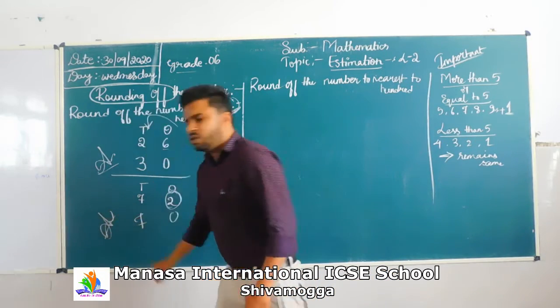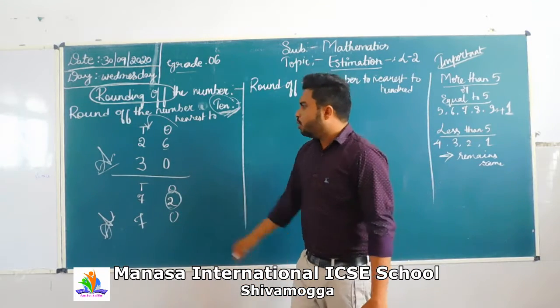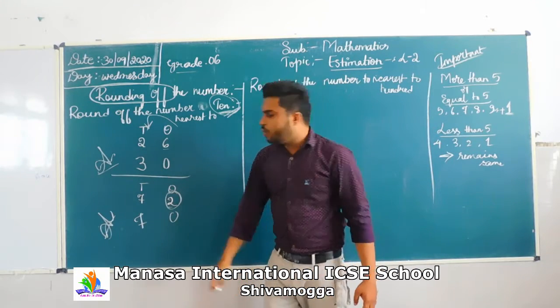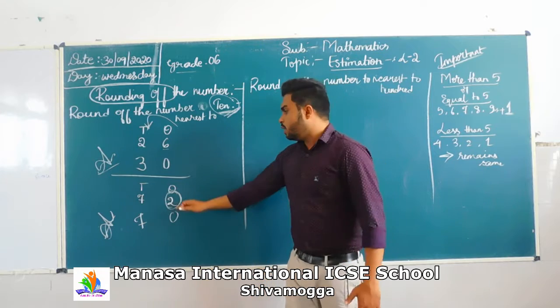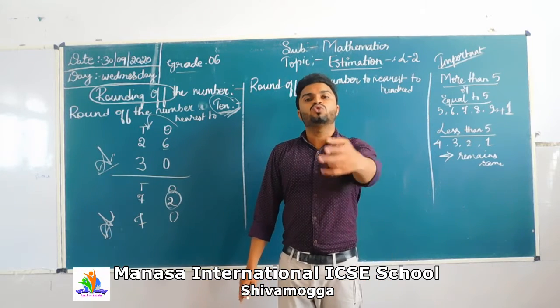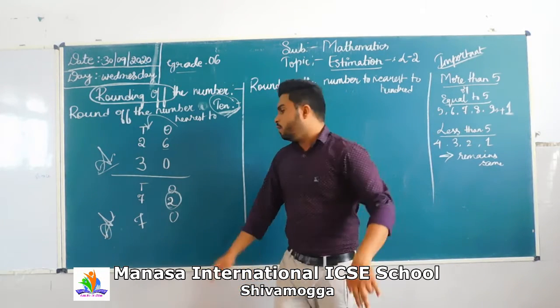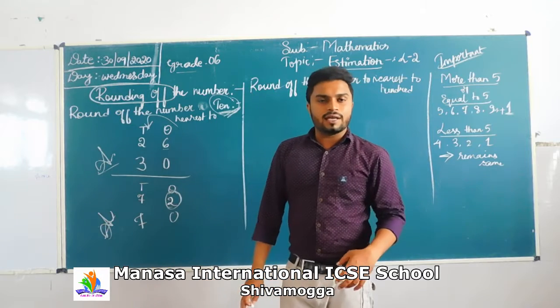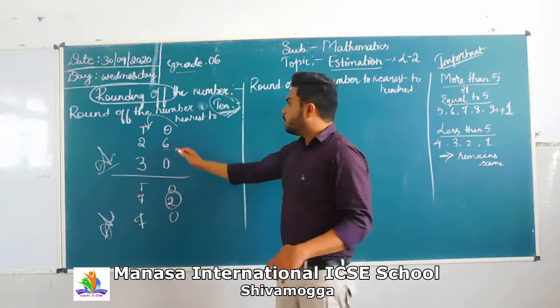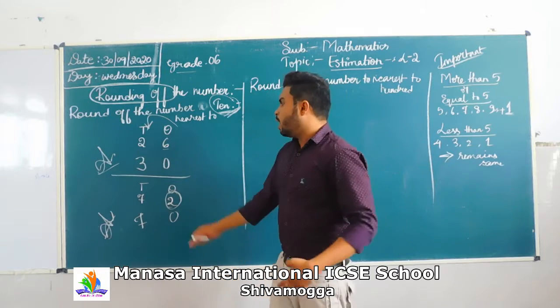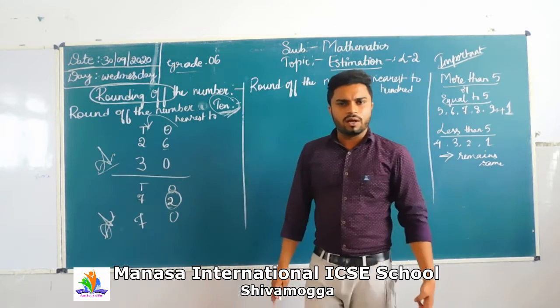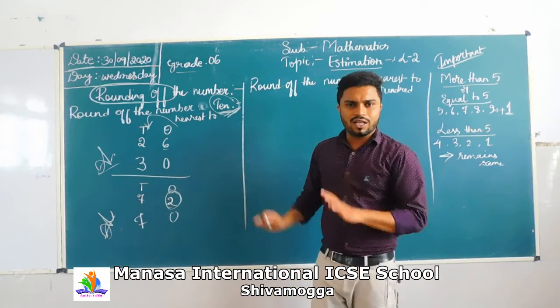So you may get a doubt here. Sir, you have written 3 here. Why have you written the same 7, sir? Because the number in the 1's place is 2. It is less than 5. Hence, we are going to keep it as it is. Here the number in the ones place is 6, which is more than 5, so I am going to increase one number. Done. This is the concept.